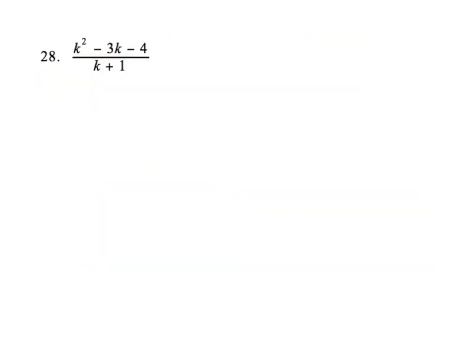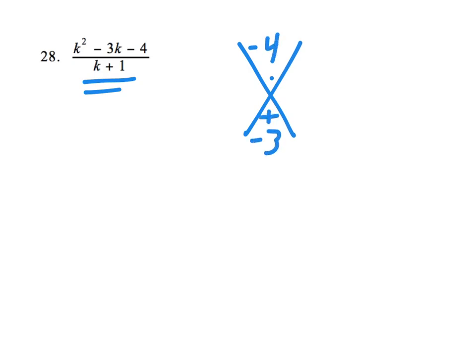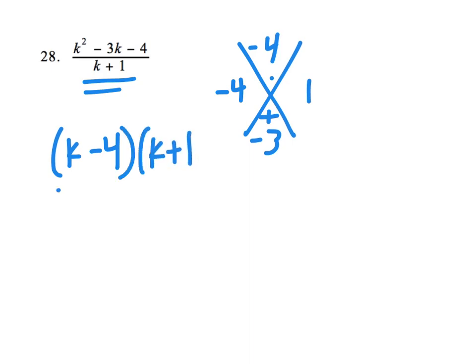Again, we're simplifying this one. We are going to factor the top. Good news, the bottom's already factored, so that's nice. If we factor the top, we're using the x method. We're looking for something that multiplies to negative 4 and adds to negative 3. My options are going to be negative 4 and positive 1. So this is going to be k minus 4 times k plus 1 all over k plus 1.